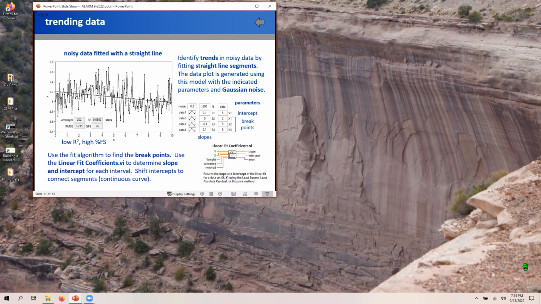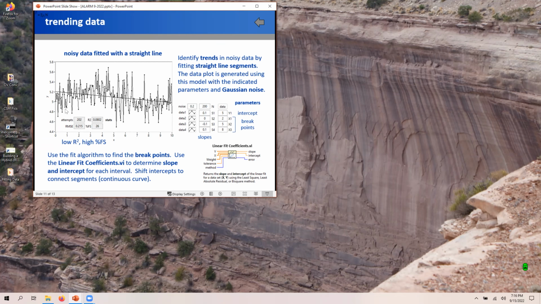Okay, so what do you do with this? Well, one thing you can do is just fit a straight line through. This is climate temperature anomaly data, and it's all over the place. I've blown up the axis here.